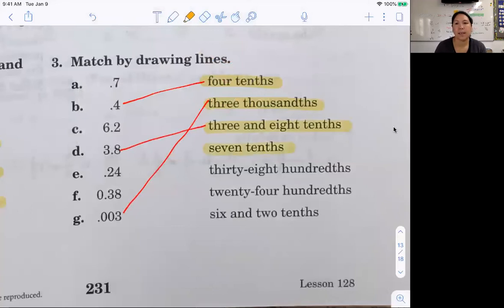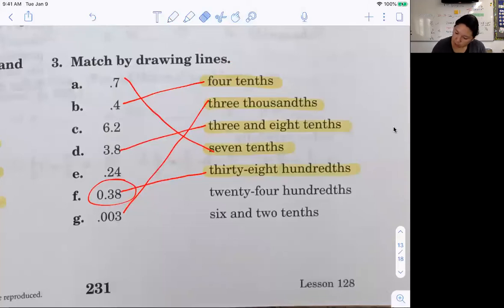7/10. Oh, there's only one 7, right? So that helps. Next one. 38 hundredths. Right there. Those ones were a little tricky because one says 3.8 and one says 0.38. So that one is 38 hundredths. You could read this 2 ways. You could say 38 hundredths, or you could say 0 and 38 hundredths. Both are correct.